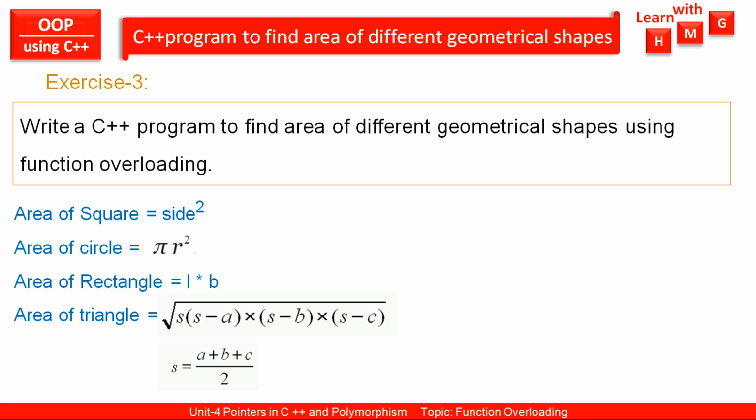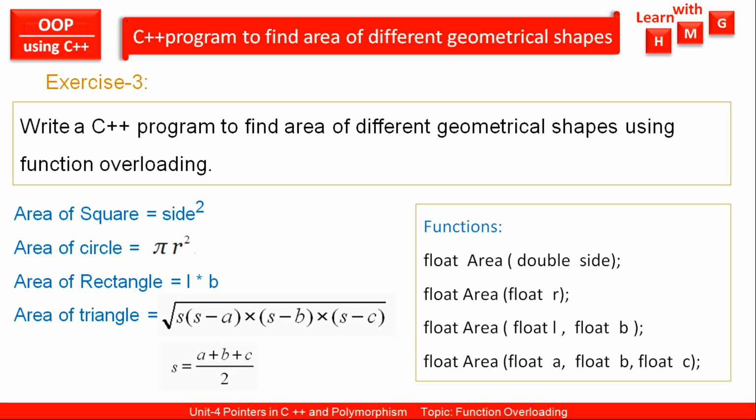So this is the formula: square root of S into S minus A into S minus B into S minus C, where S is A plus B plus C divided by 2, that is the semi-perimeter. So to implement this formula, four functions will be required.